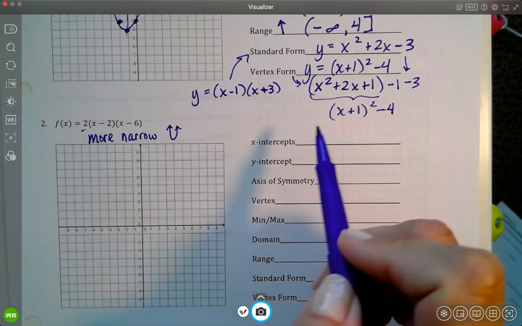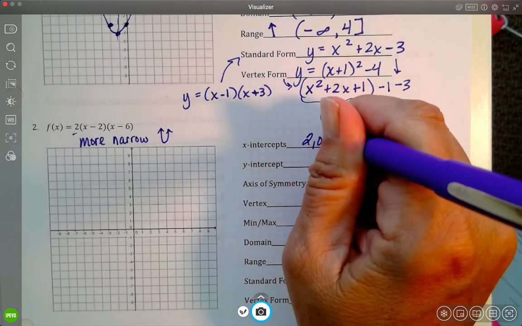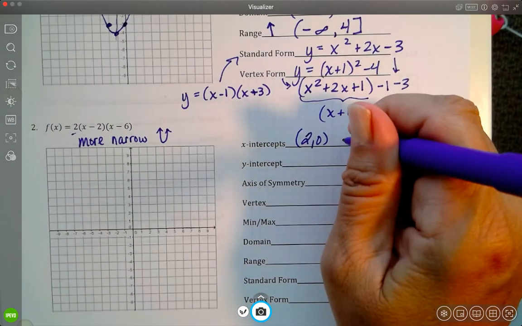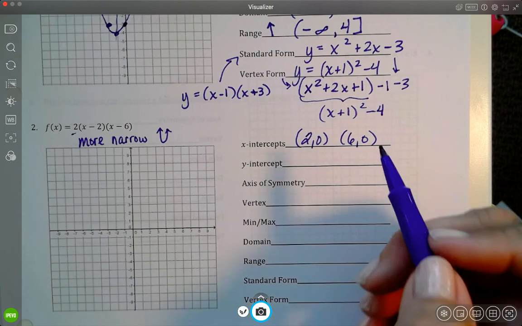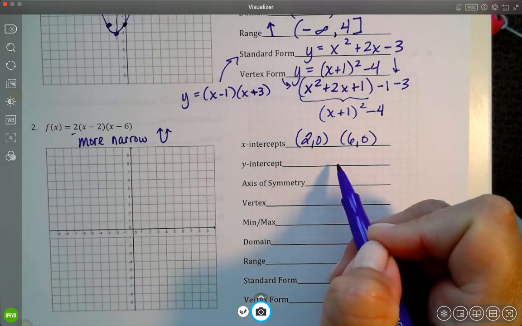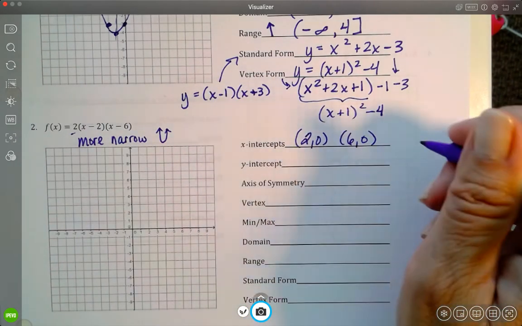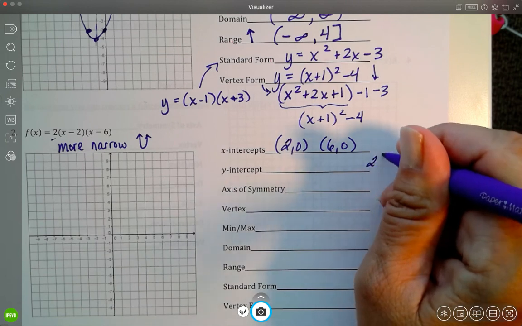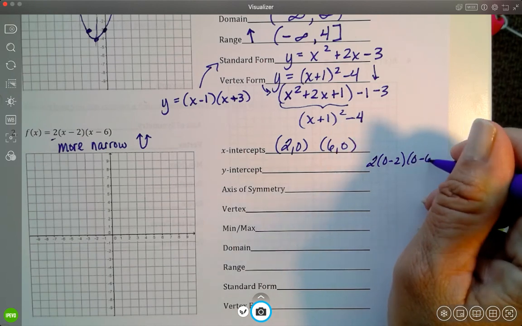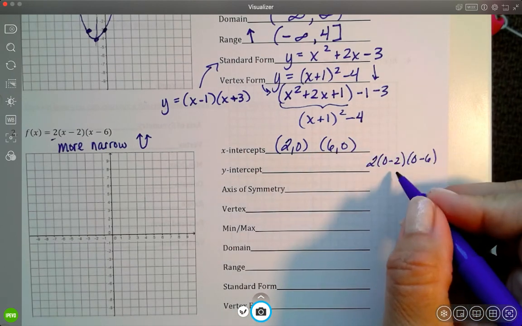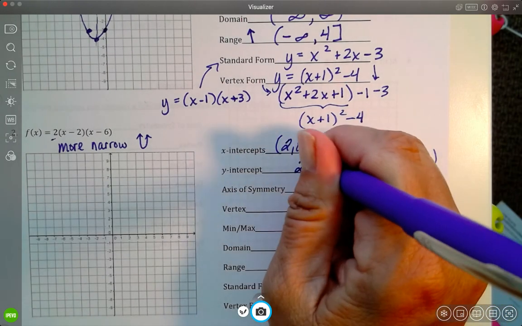So what are my x-intercepts? What would make this 0 is 2. So one of my x-intercepts is 2. What would make this 0? 6. So 6, zero, another x-intercept. And then for the y-intercept, it's when x is 0. So if I plug in, I'll do it over here inside. If I plug in x is 0, 0 minus 2 times 0 minus 6 in my equation, this is negative 2 times negative 6 is 12 times 2 is 24. So my y-intercept is 0, 24.